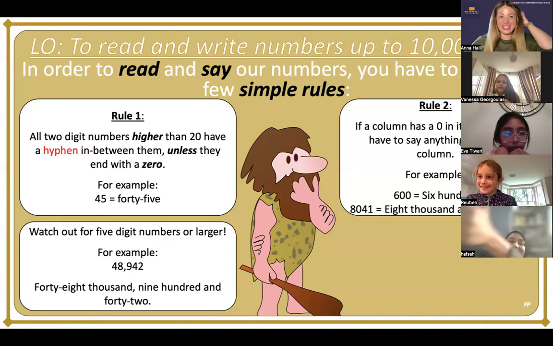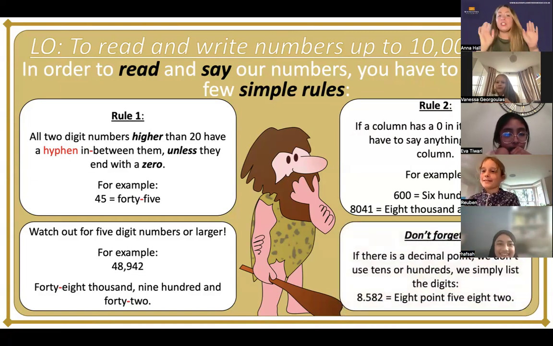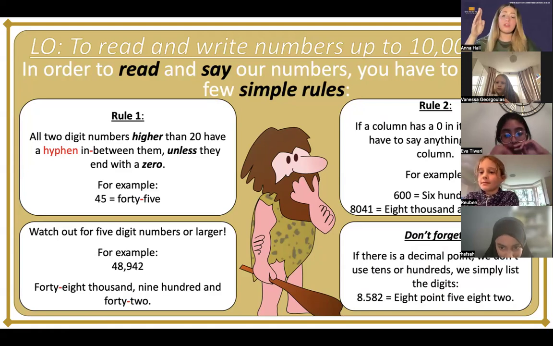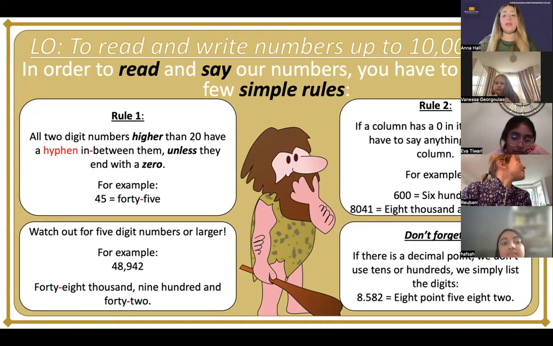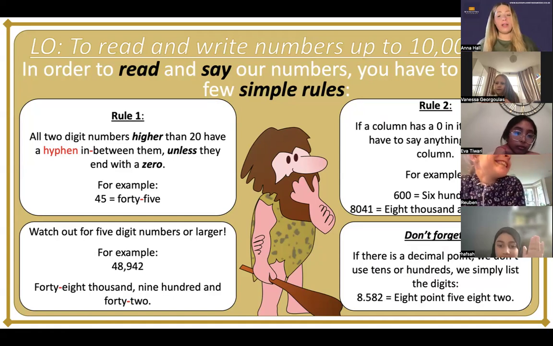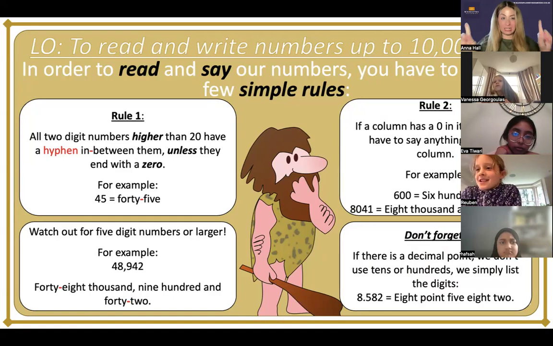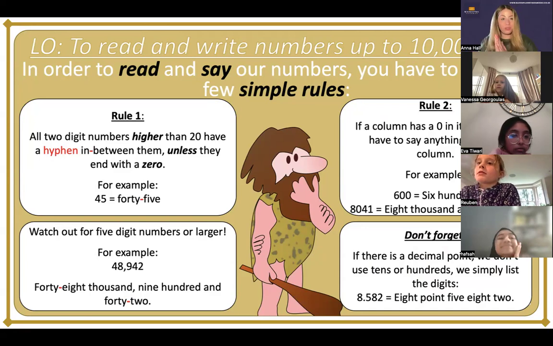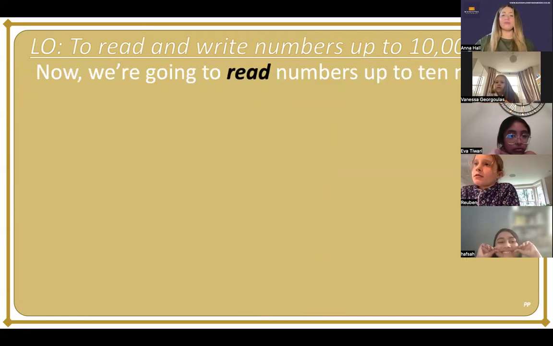Yeah, I love those happy, excited faces. Don't forget, if there is a decimal point, we don't use tens or hundreds. We simply list the digits. So the number you can see there, when we read it, it's 8.582. So I see lots of people who go, oh, my answer is 8.582. That's not correct. It's just listing the numbers, okay? So 8.582. There are our simple rules.